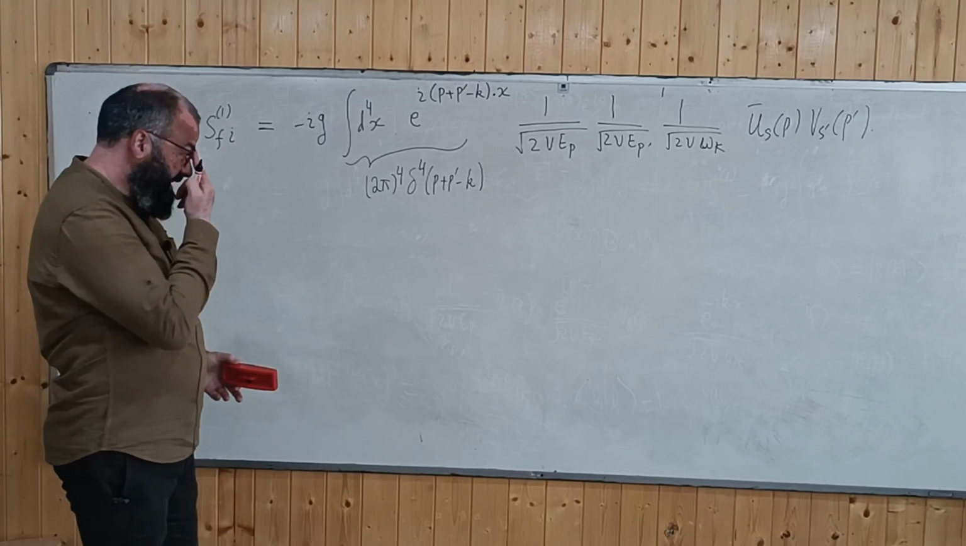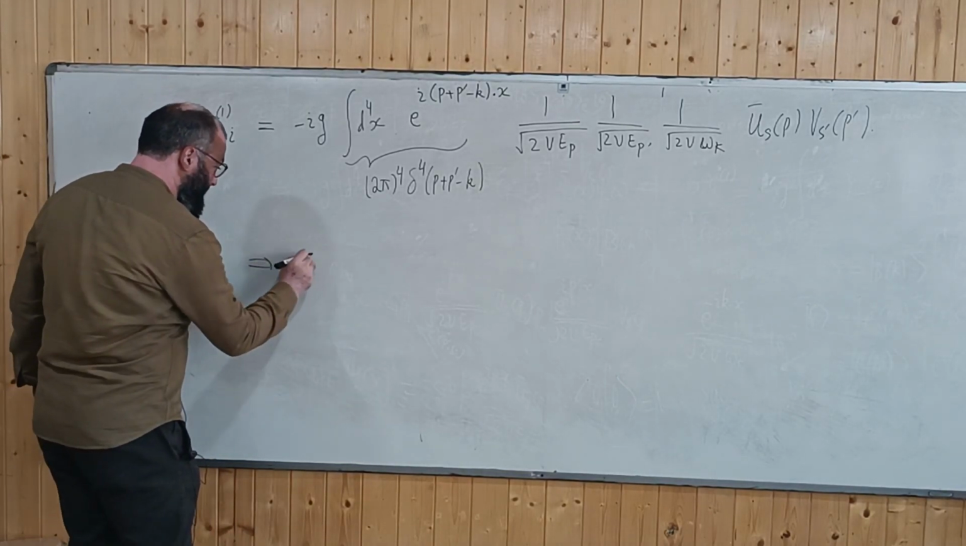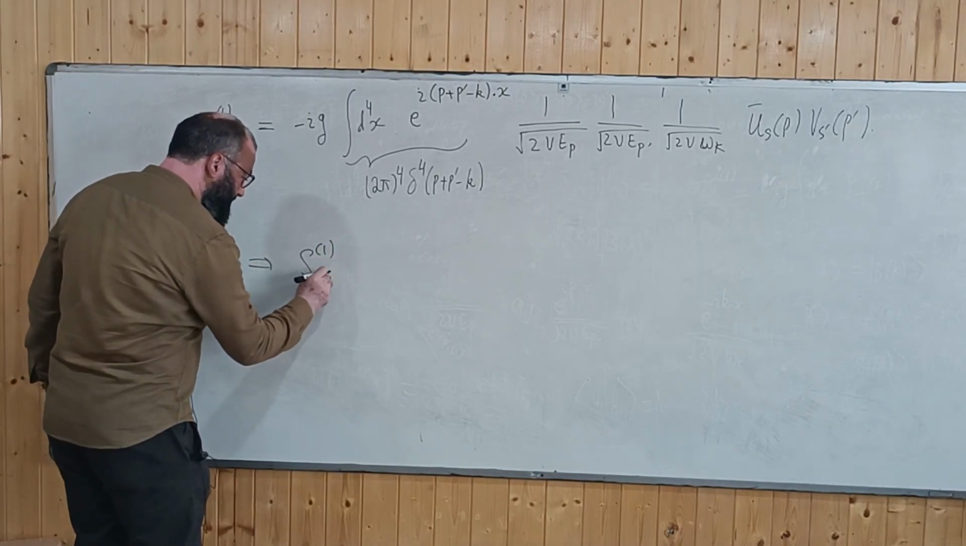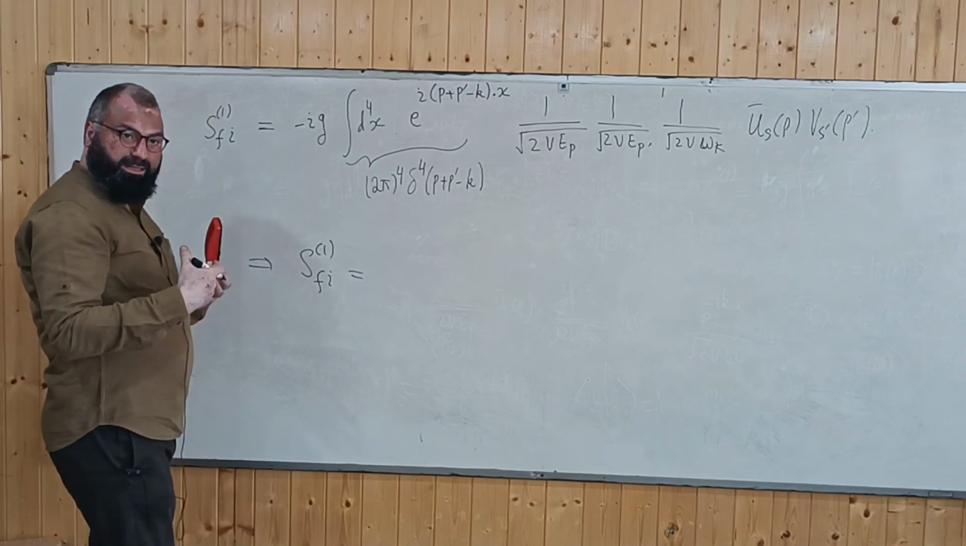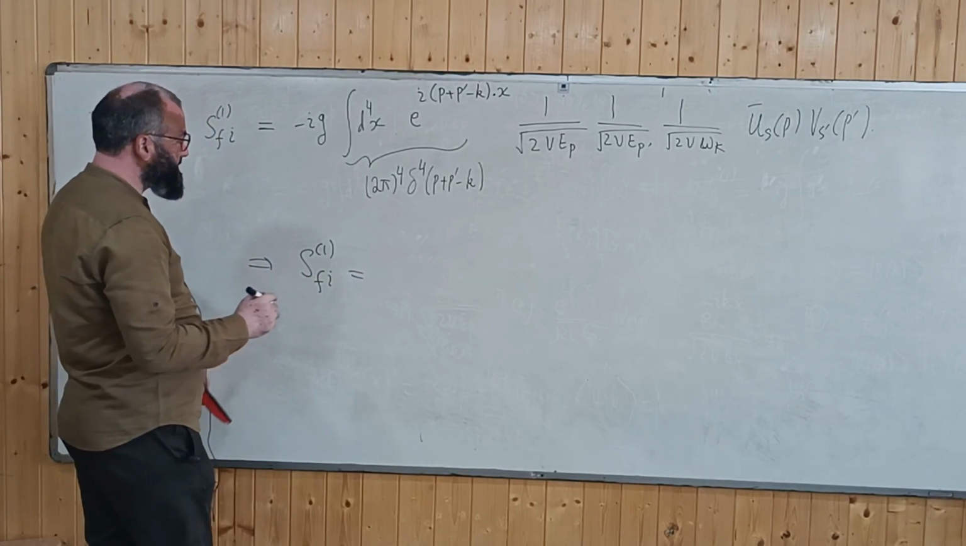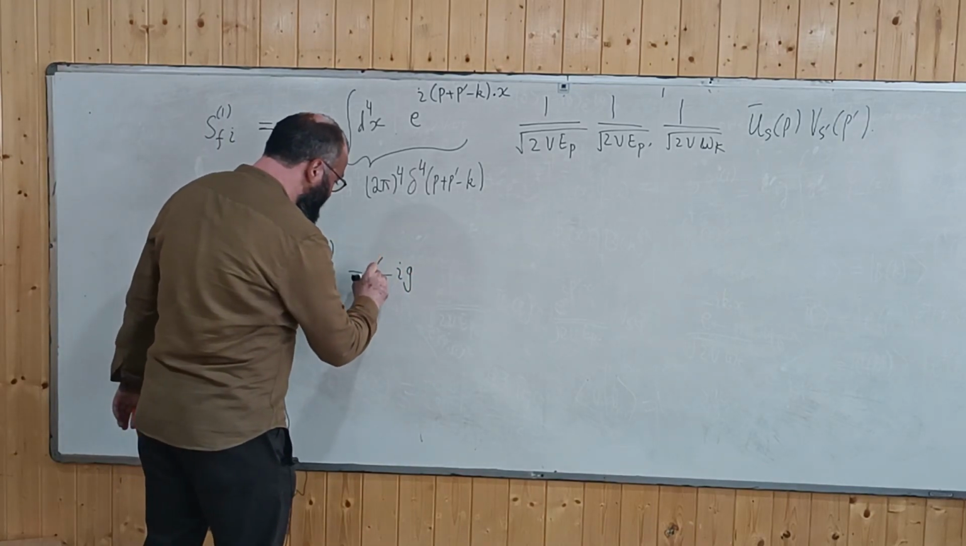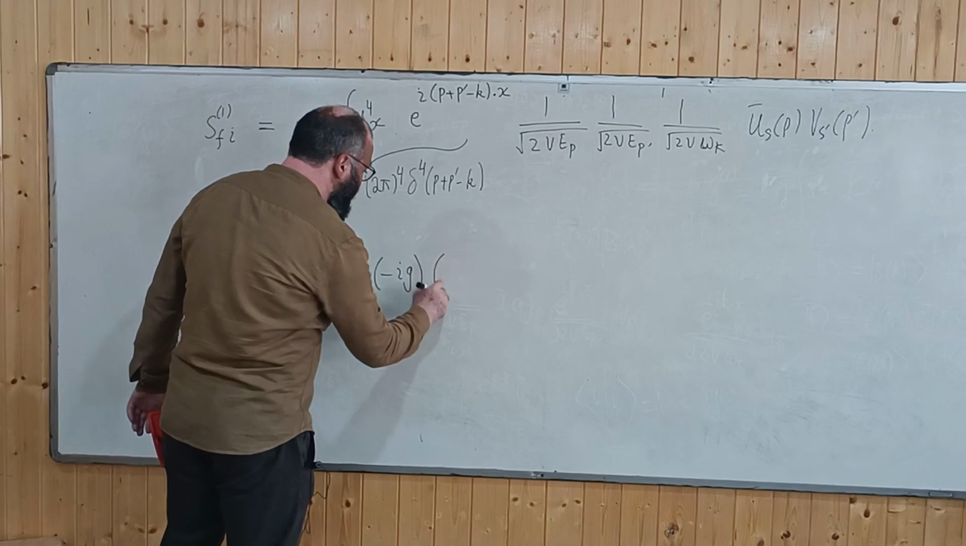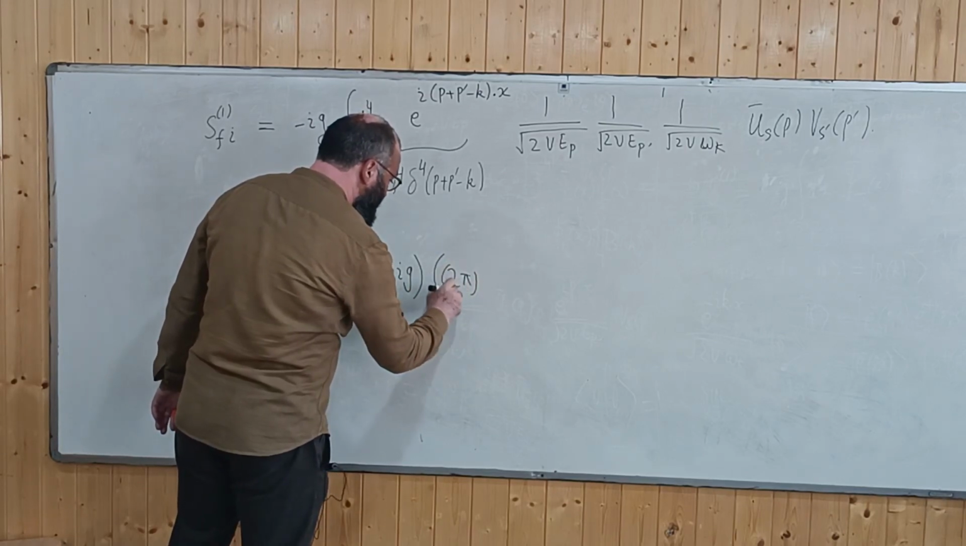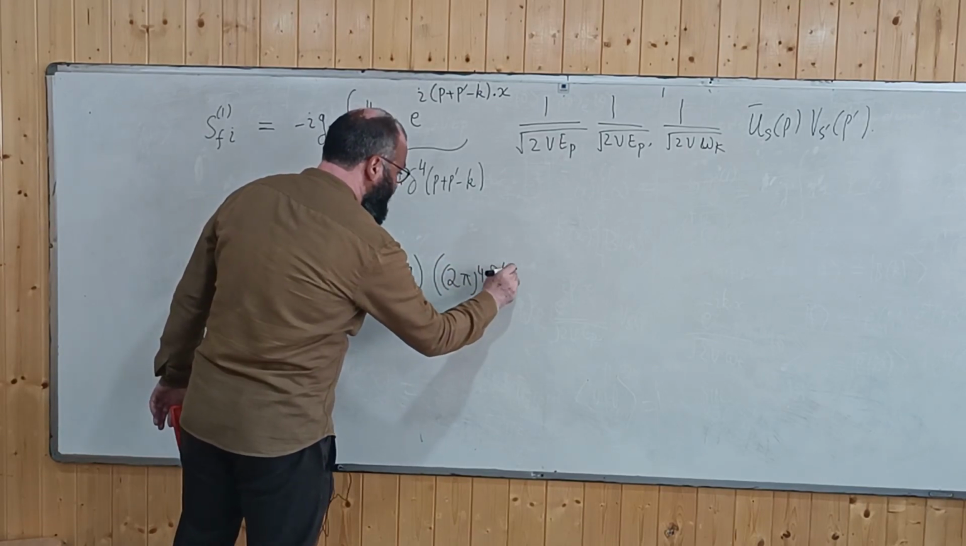Okay. So what is it equal to? Which implies S1, the first order correction to our interaction process, is like this thing. Okay, let me put it in brackets. Then you have this (2π)^4. So let's put this also in brackets.